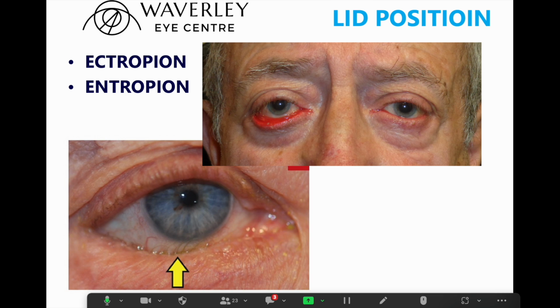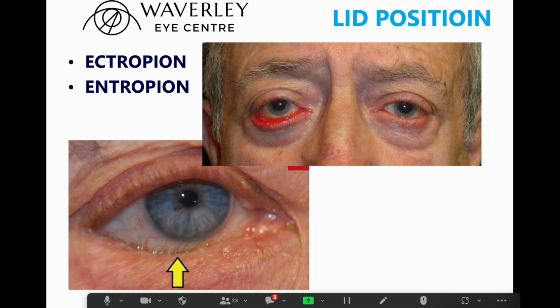Lid position. These might look like a red eye, but if you look at the top right, this is ectropion. The lid is floppy and it's lost its tension, so the lid's flopping open, and you can see the palpebral conjunctiva, and from a distance it looks like they have a red eye, but basically it's just exposed. Entropion, the lid is turned in and the lashes are rubbing on the cornea or the conjunctiva, causing abrasions and irritation and a red eye.